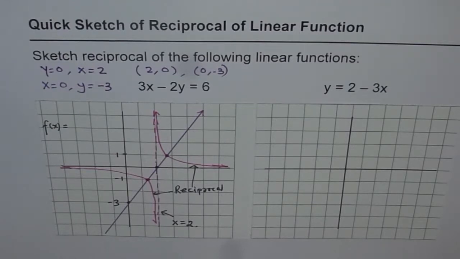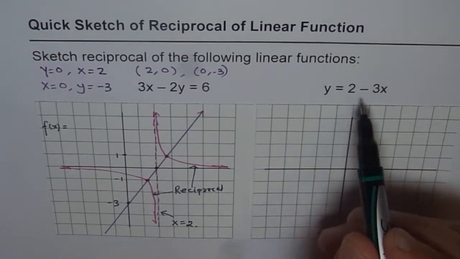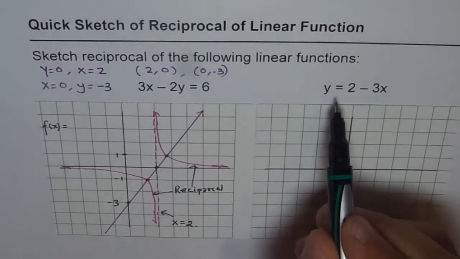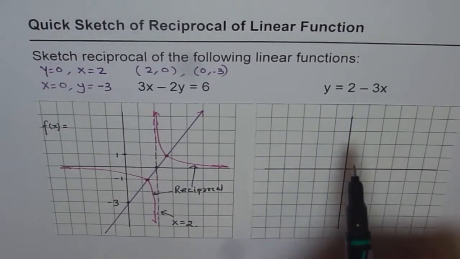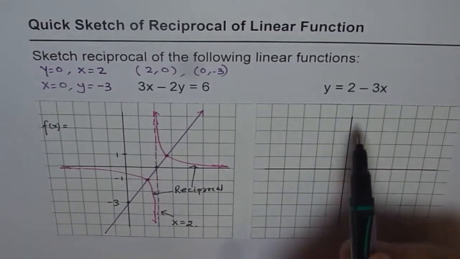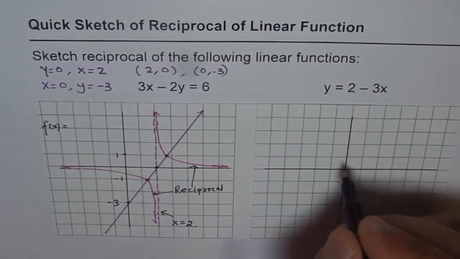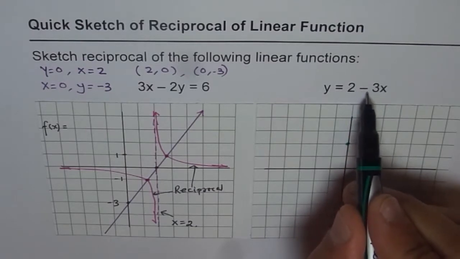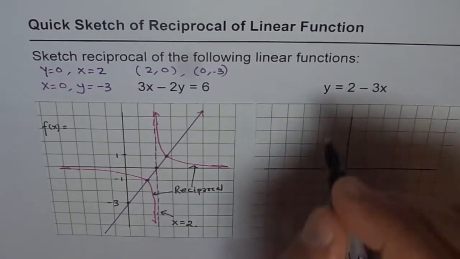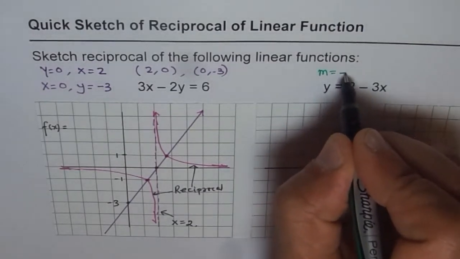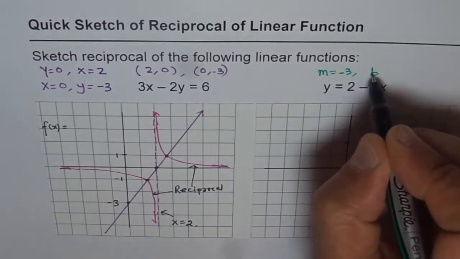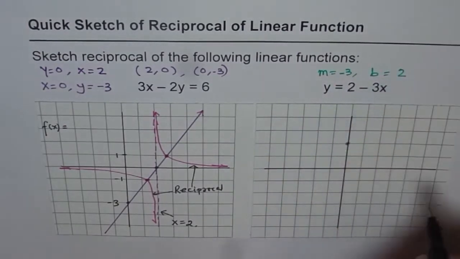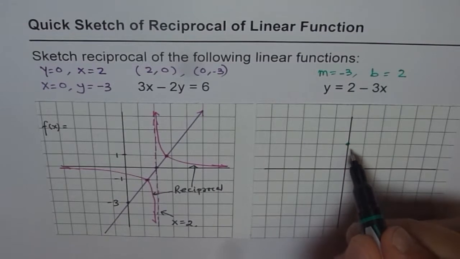given graph of a line. So this time the function is written in slope-intercept form. y equals 2 minus 3x. What is the y-intercept? The y-intercept is 2, right? So let's go to the point 2. And what is the slope? Slope is minus 3. So in this we know slope m equals minus 3 and b, the y-intercept, is 2.